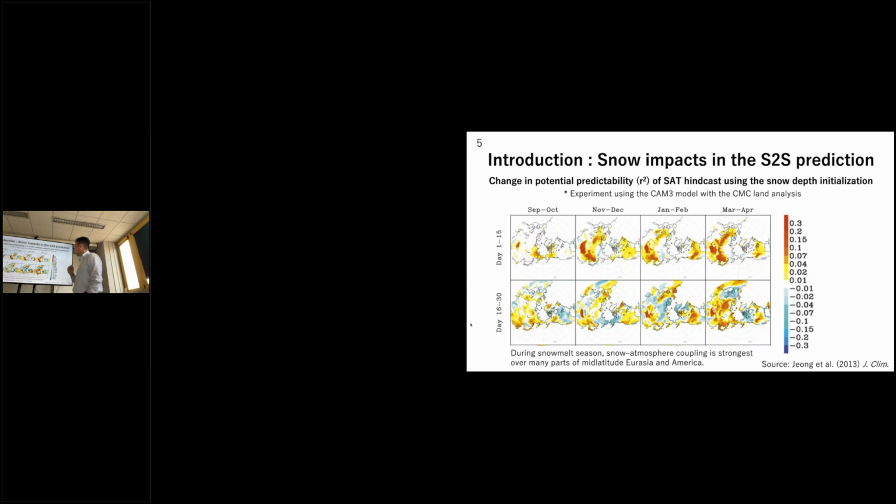In this experiment, one experiment uses the realistic snow condition, and the other uses just shuffled snow initial conditions, and we can compare the scale of potential predictability.